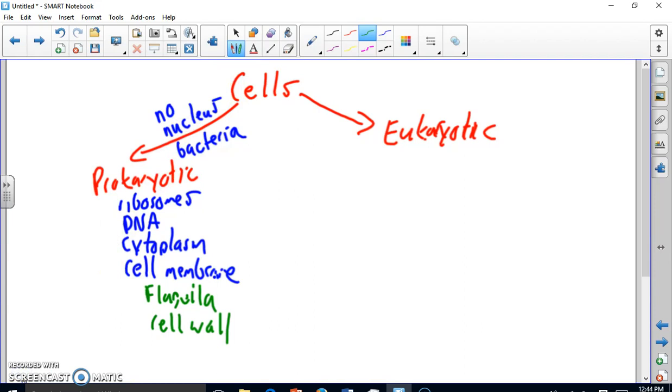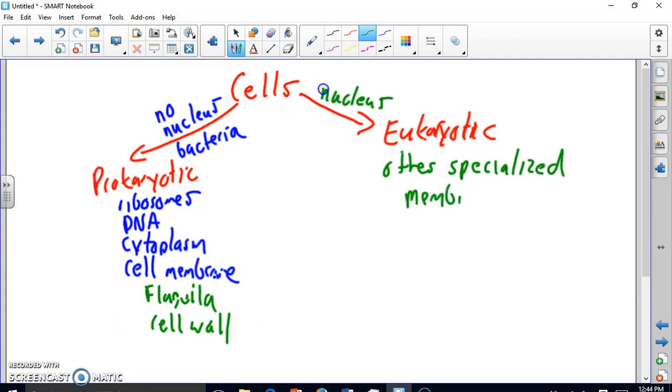Eukaryotic cells have a nucleus that their DNA stays inside. They also have other specialized, what we're going to call membrane-bound, and we're going to discuss on Monday what it means to be membrane-bound, organelles.